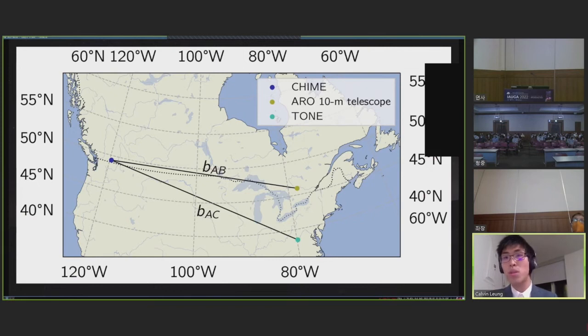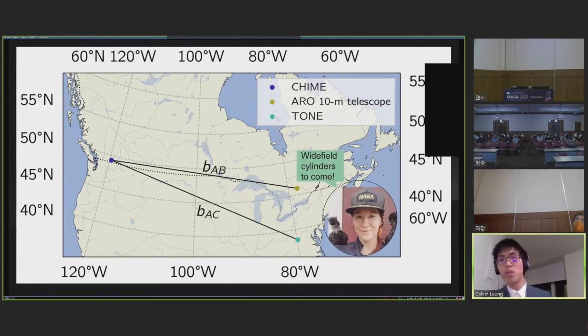megalambdas. We don't use a 3rd baseline because those 2 dishes are very small and insensitive compared to CHIME. And we get our north-south information just by combining these 2 mostly east-west baselines, but tilted a little bit so that you have some north-south information.